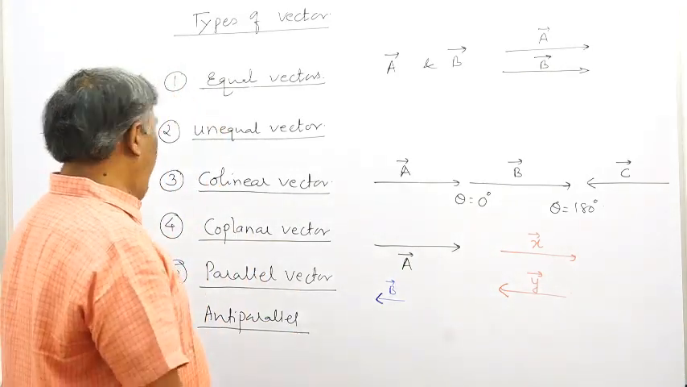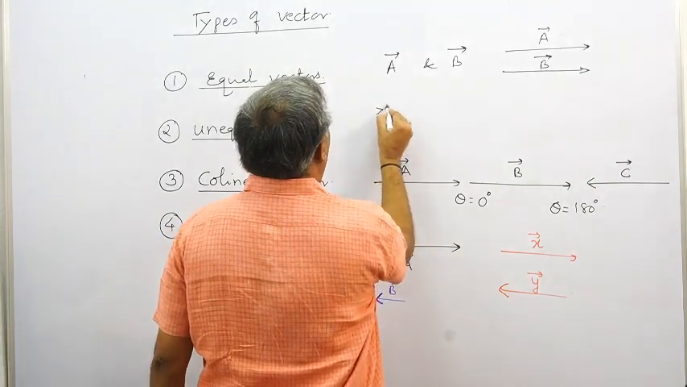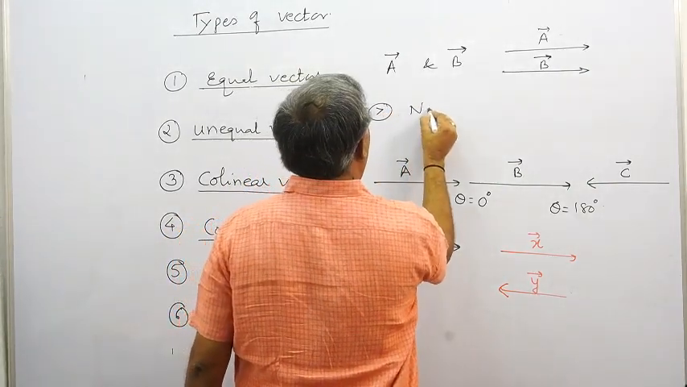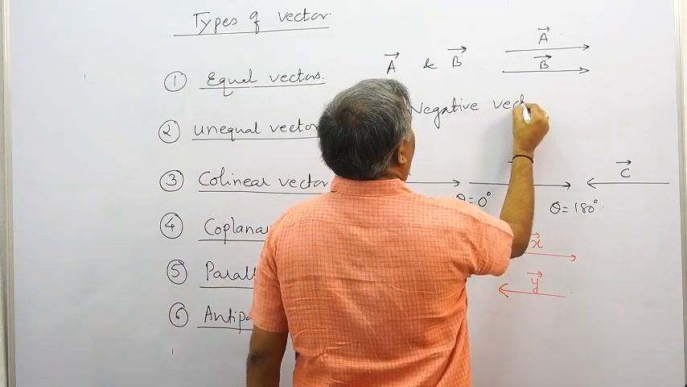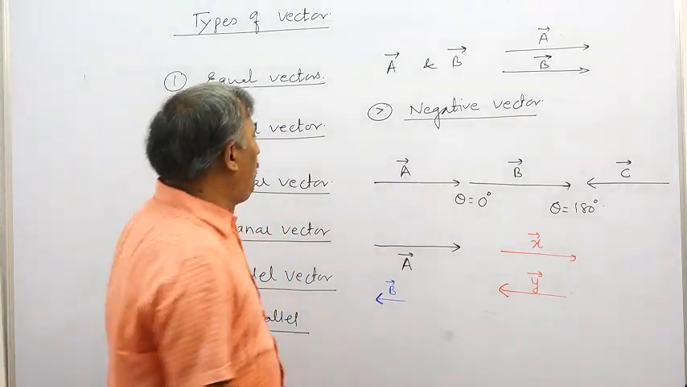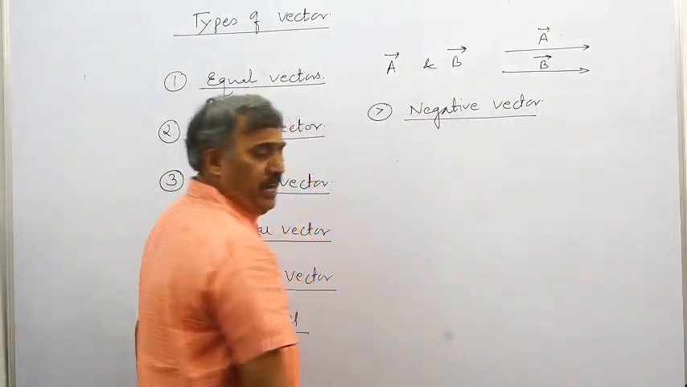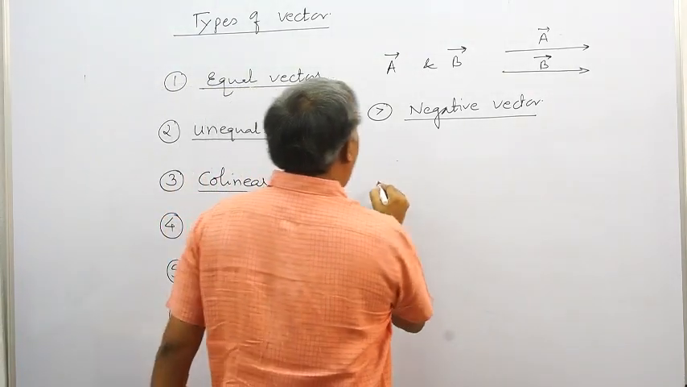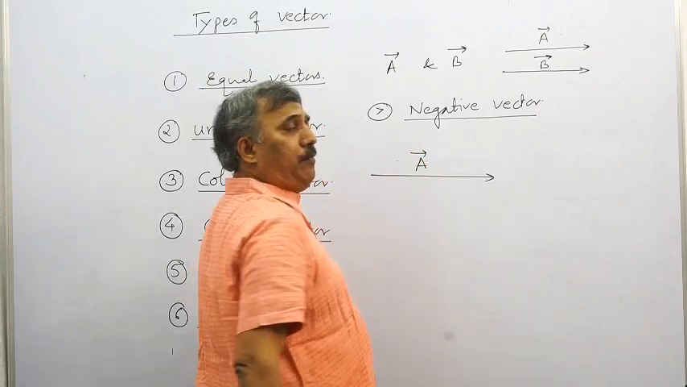And one more vector I would like to mention over here, that is negative vector. Okay, now suppose we are having vector A, and this vector A I draw like this, that's a magnitude A.